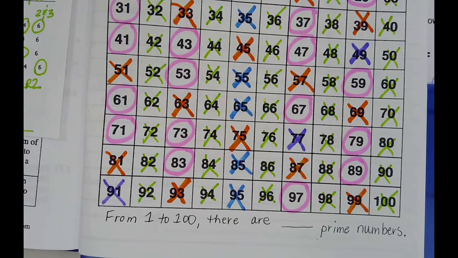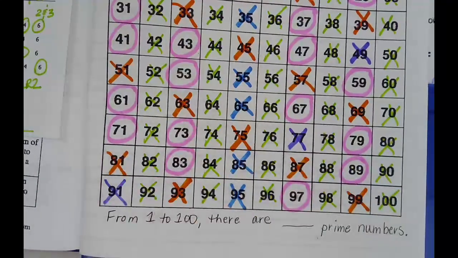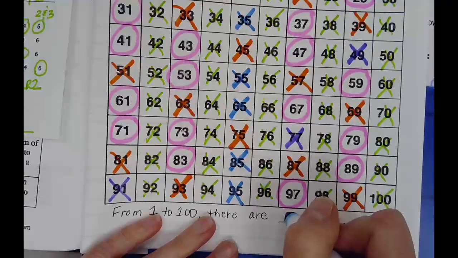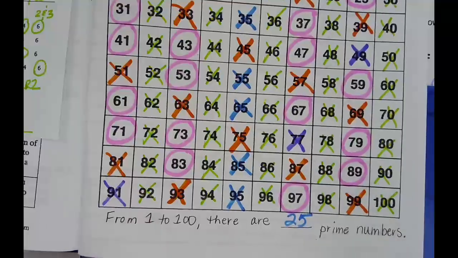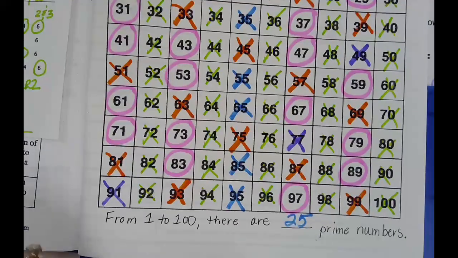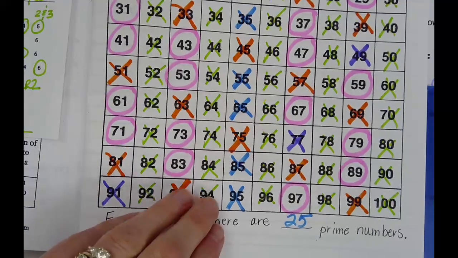25 is correct. So, if you don't have 25, you might want to look again. But 25 is the number of prime numbers. 1/4 of them are prime, which is more than I would have thought before I got started. Questions? Now, we're going to use that information on page 36A.